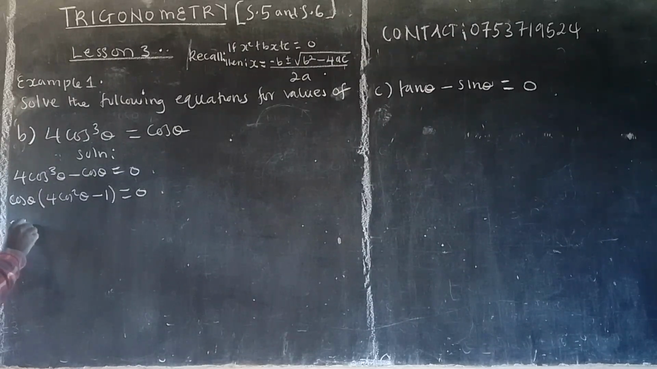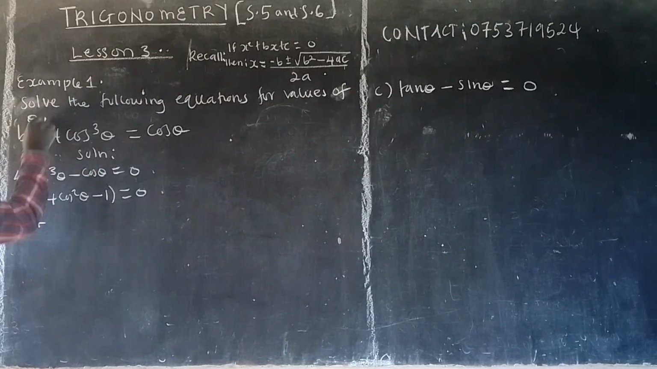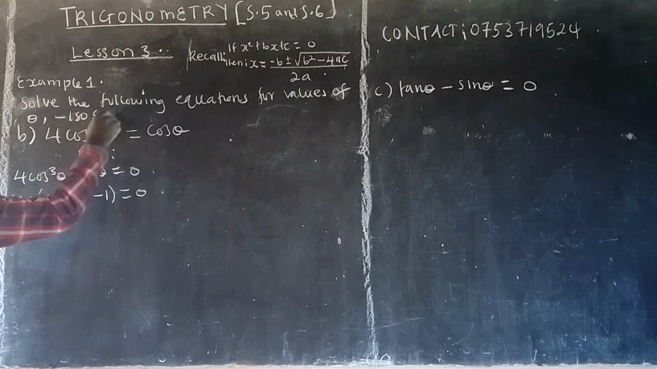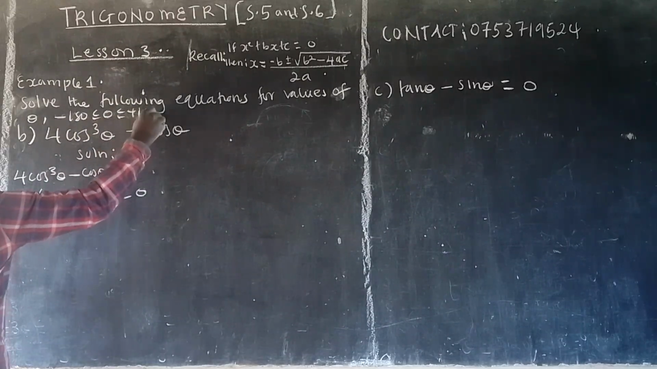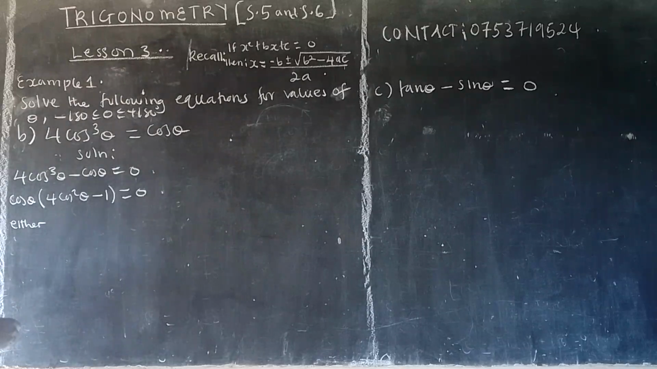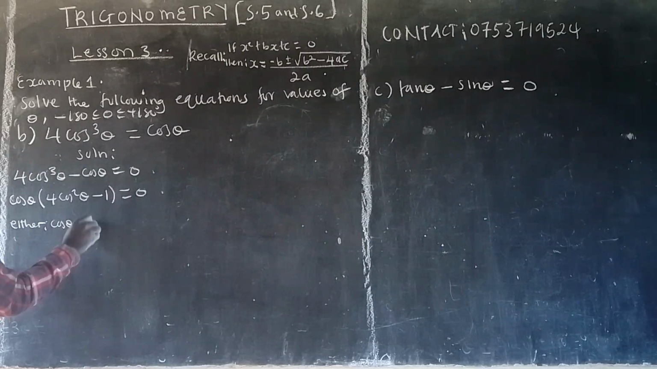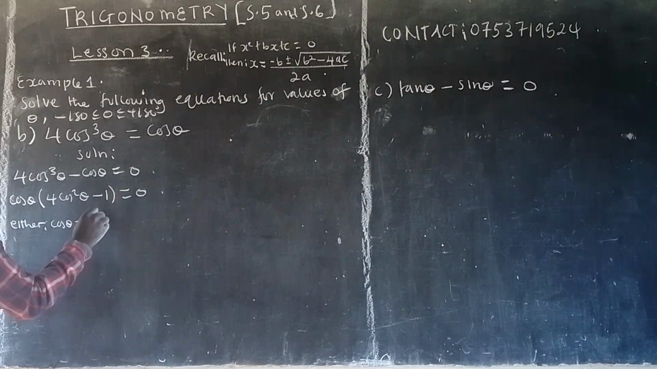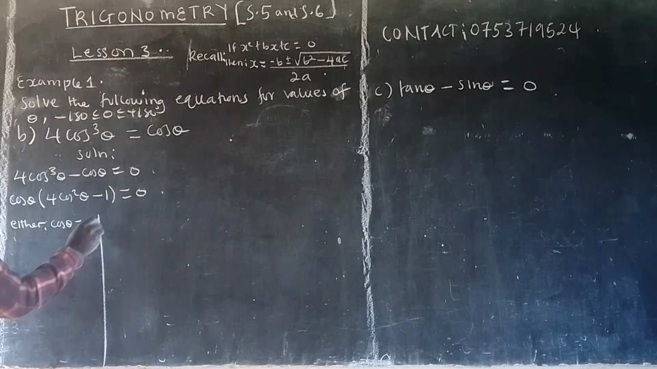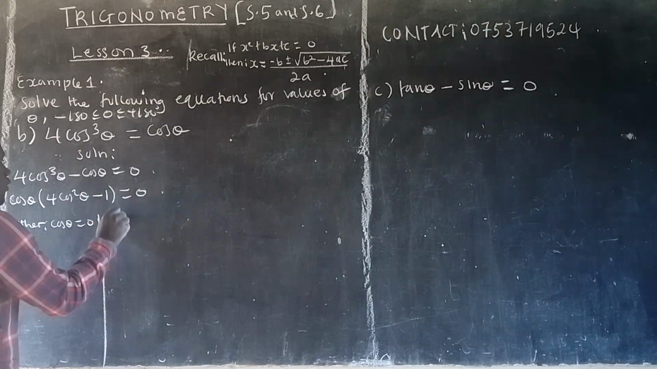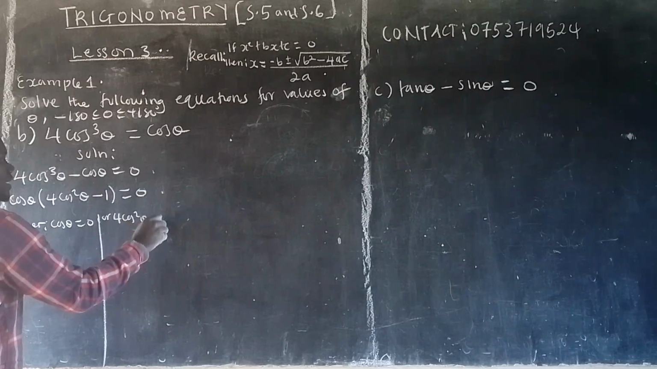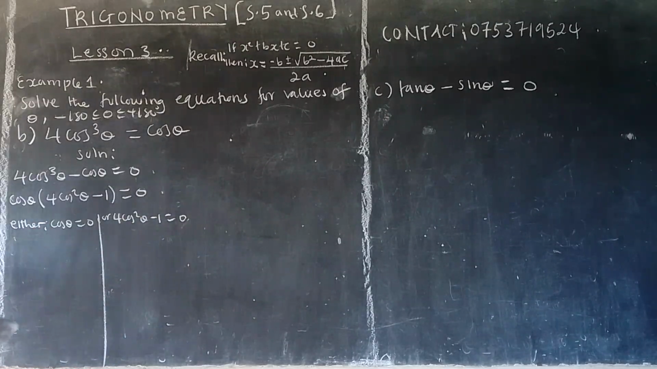So either values of theta in the range negative 180 to 180, yes, that's the range you're using. So we shall now say, either cos theta is equal to 0 or 4 cos squared theta minus 1 is equal to 0. That's what is happening.